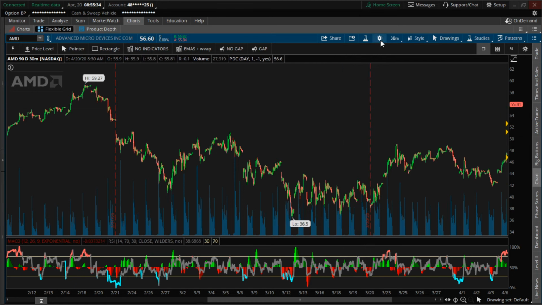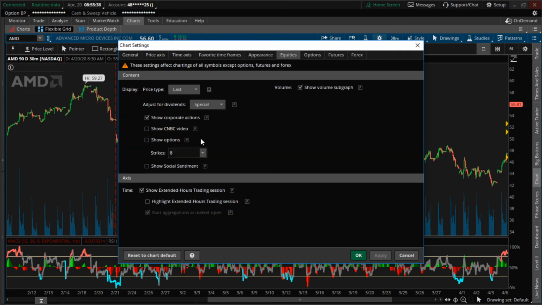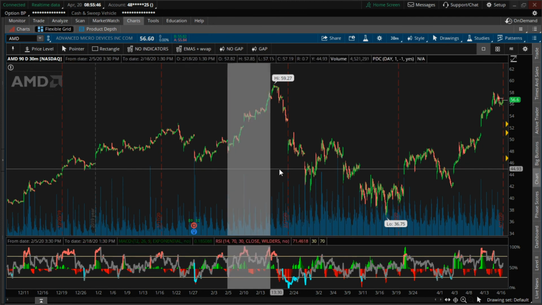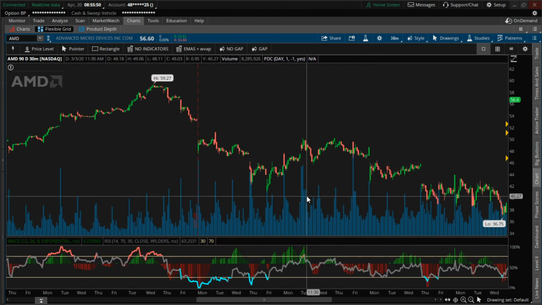So let's just go to the chart settings up here. All right, we're going to go to equities. Usually this would be on and this would be on, but we're going to take both of these off. All right, hit apply. You can see the gap levels, you guys. Hit OK. And now you can see a bunch of gap levels. You see the gaps, a bunch of gaps, right?